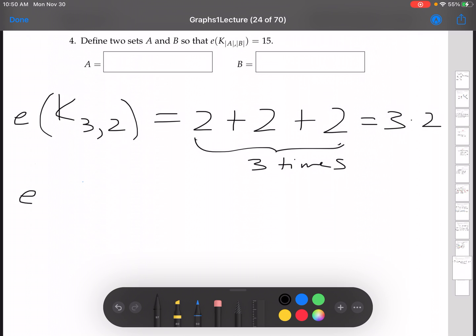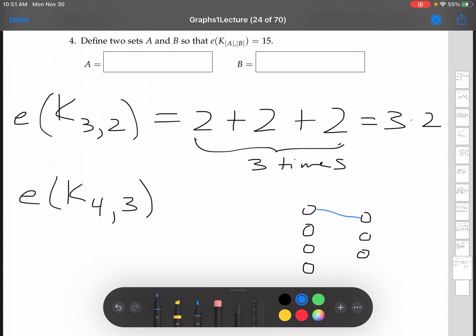Let's determine the number of edges of K, I don't know, what's a good one? K_{4,3}. All right, so you've got 1, 2, 3, 4, and 1, 2, 3. Now just think about how we draw this thing. We start there, we have 1, 2, 3, 1, 2, 3, 1, 2, 3, and 1, 2, 3.